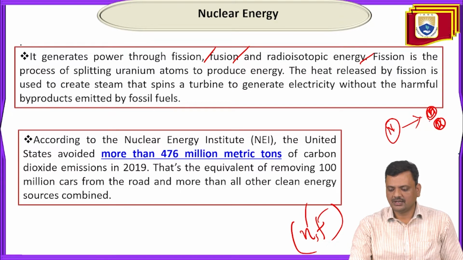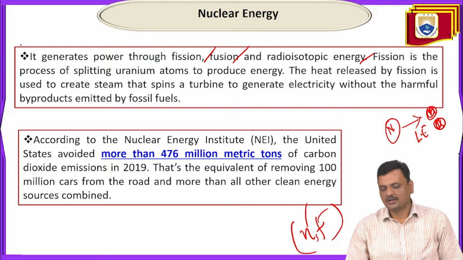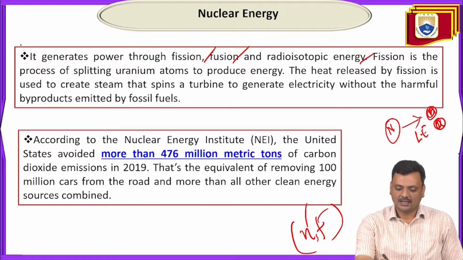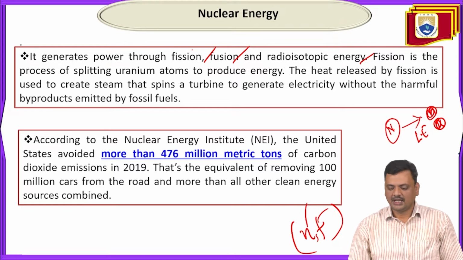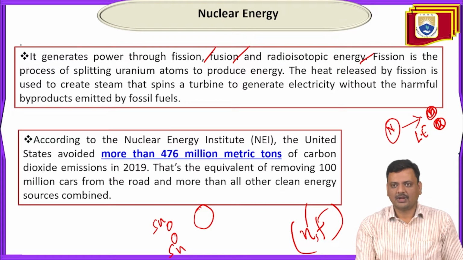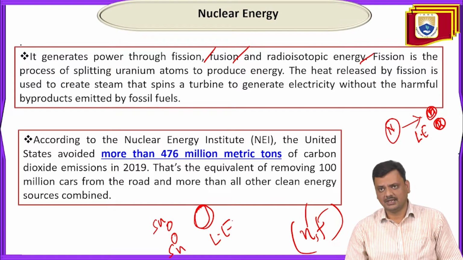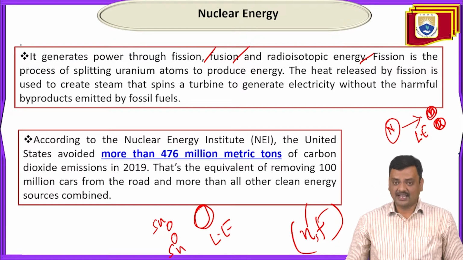Due to this division, a large amount of energy is released. This type of phenomenon is known as a fission reaction. And what is fusion? Fusion means two smaller nuclei collide and create a big nucleus. In this reaction also a large amount of energy is released.